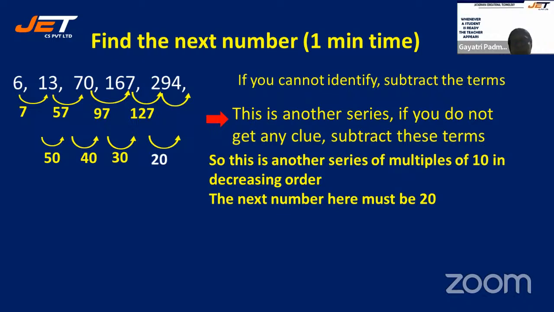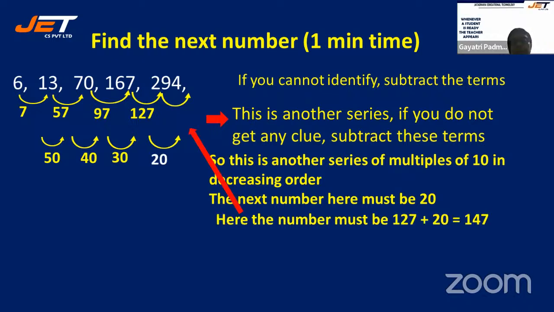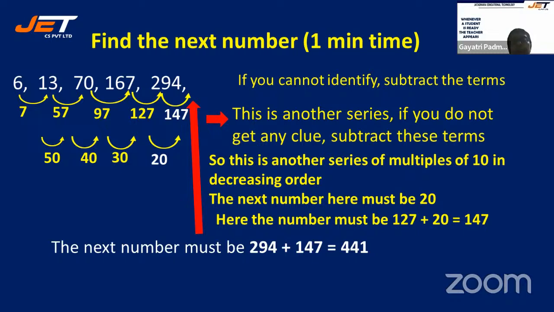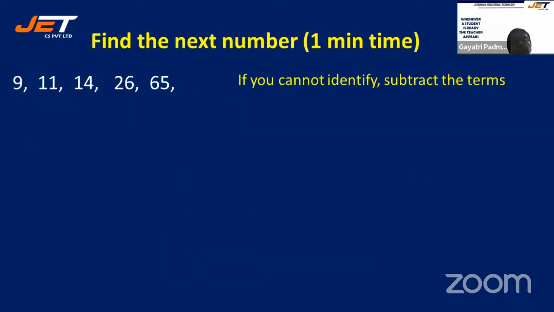Isn't it? So 127 plus 20 would give you 147. So 294 plus 147 should give us 441. That should be the next number. All right. Yes. See the next one. We have 9, 11, 14, 26 and 65.